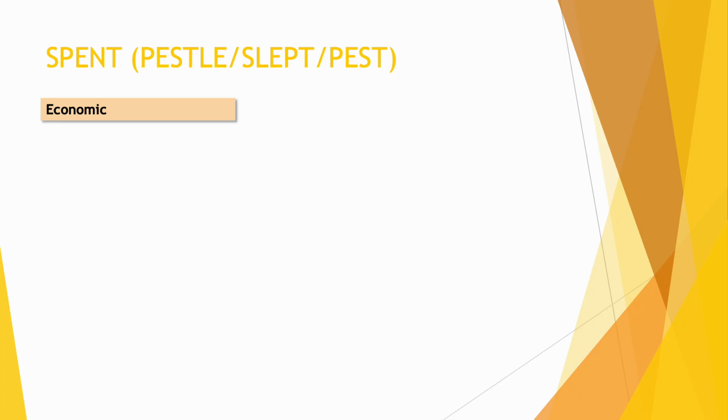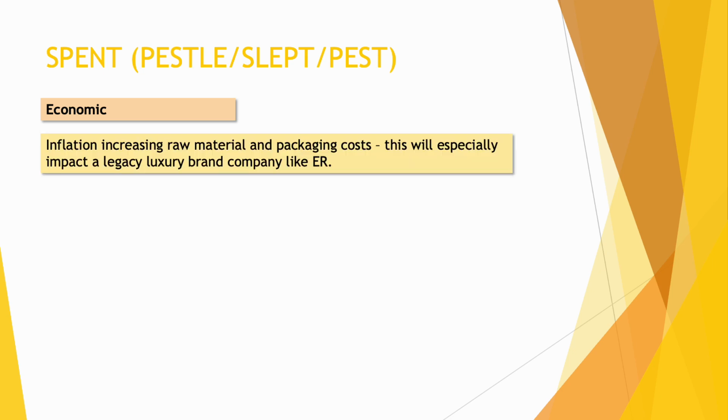Now, I suspect the E of SPENT is probably going to be one of the easier ones to look at. It's economic issues, and there are normally these broad standard indicators that we'd look at in pretty much any question. So, for example, you might have mentioned inflation. That's going to increase our raw materials and our packaging costs. Now, given the fact we are a luxury brand, our packaging and our raw materials are probably already relatively expensive. So inflation may push them even higher, which could hurt our margins or mean we need to put our prices up, neither of which might be attractive options.